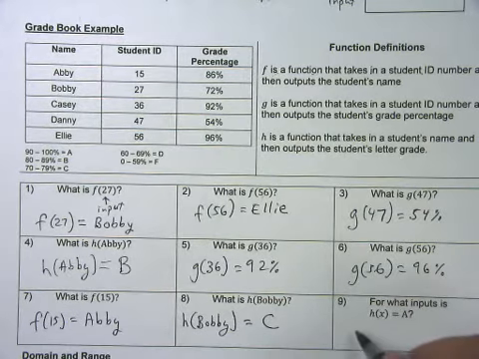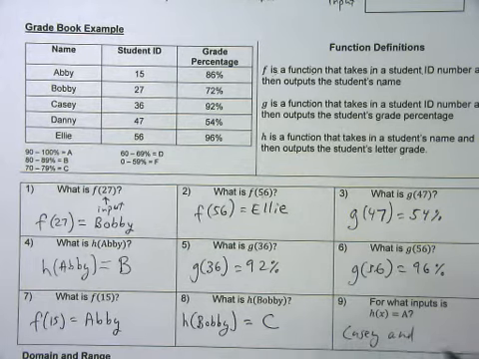Casey and Ellie. Right? Because if I were to put Casey into the h function, we would get A. And if we were to put Ellie into the function, we would also get A. So those are the two input values that we could get an A out of.